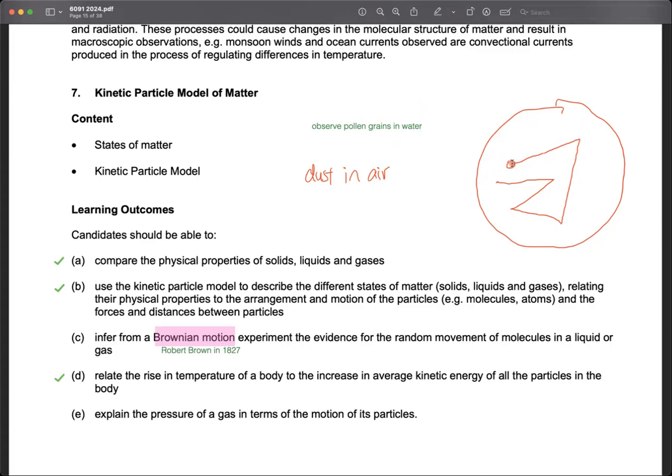Okay, so Brownian motion has two things. It means that the pollen grain or the dust is always moving constantly and randomly. These are the two words: moving constantly and randomly in all directions. So I repeat again: Brownian motion means the particles are moving constantly and randomly in all directions. So this actually proves that the water or air is made up of tiny particles called atoms or molecules. Is that clear?